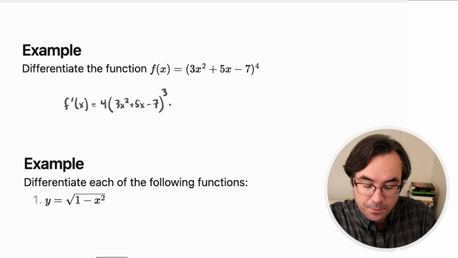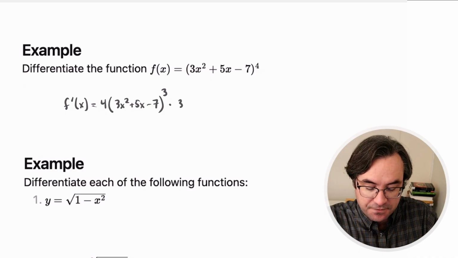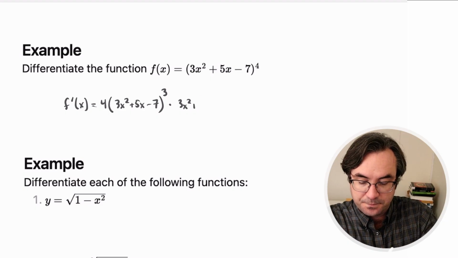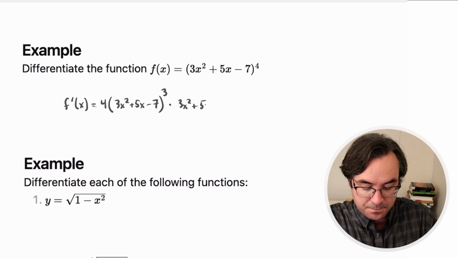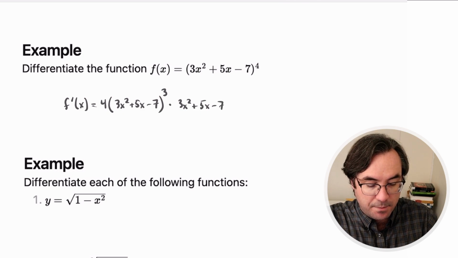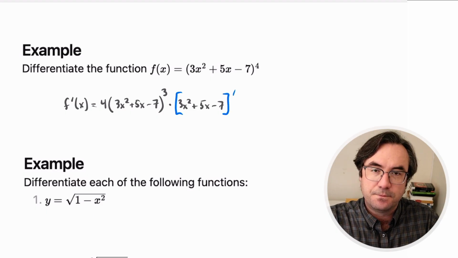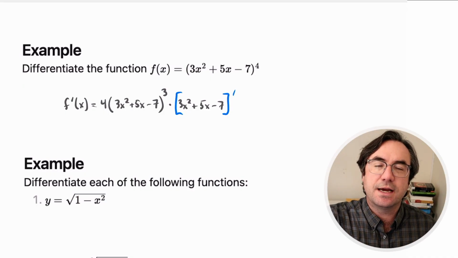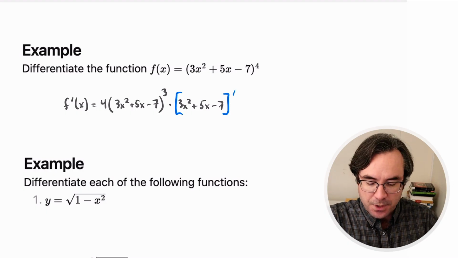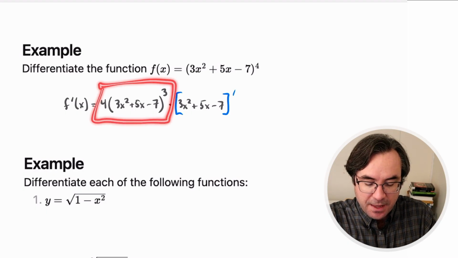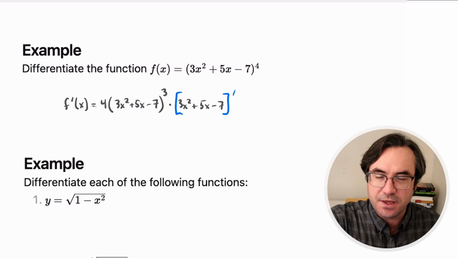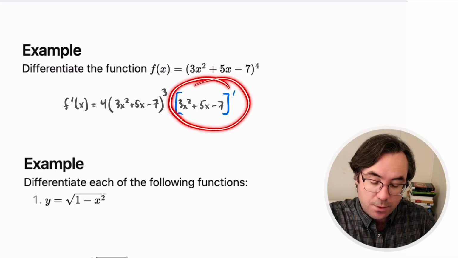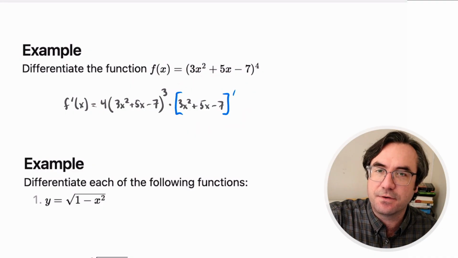Now, the new part is we're going to take all that stuff that is inside the parentheses and we're going to multiply by its derivative. For these, it's better not to do it all in one step. I want to tease it out here. So we do the power rule part first, and then we're going to multiply by the derivative of the inner function.